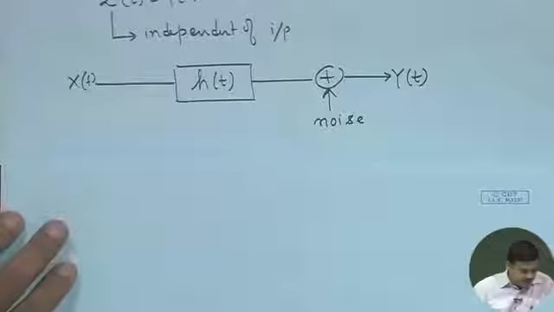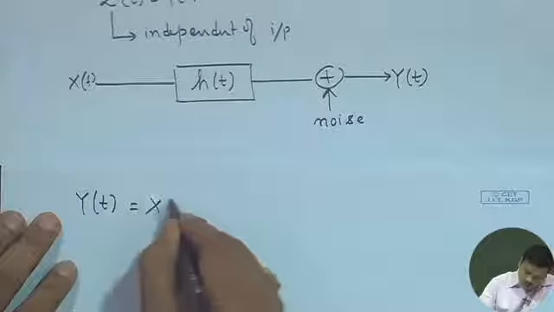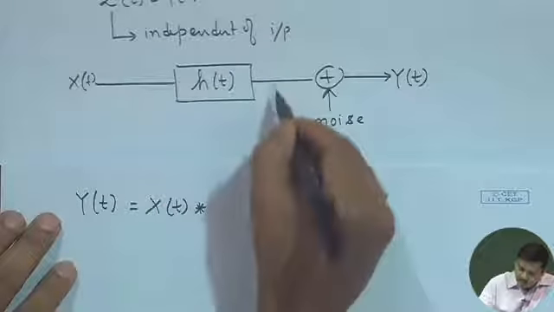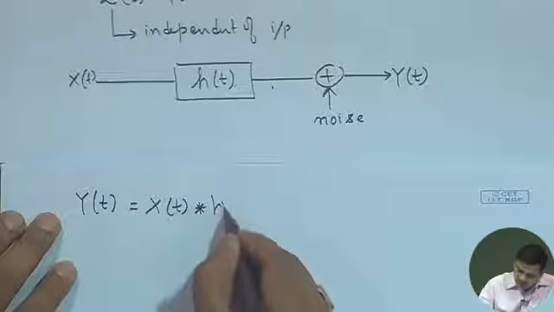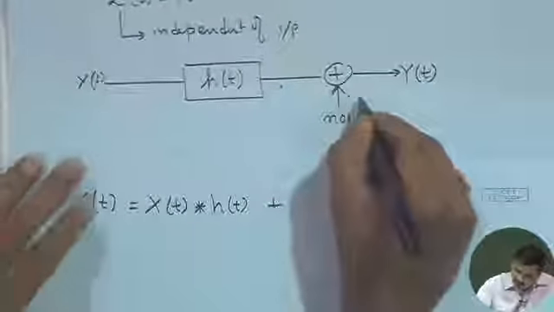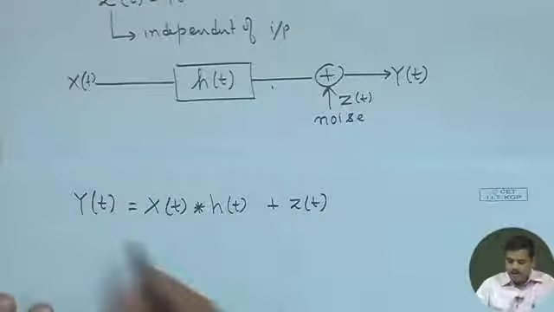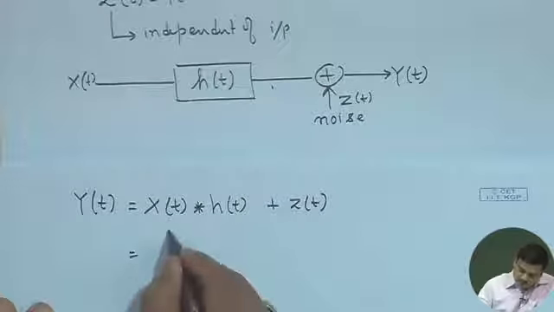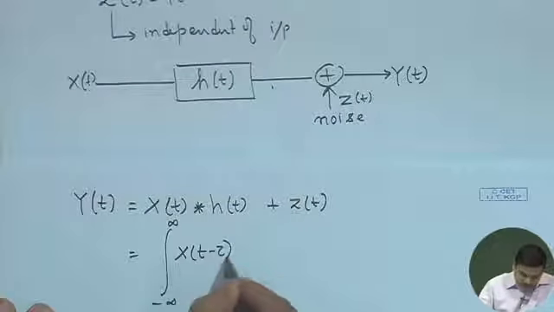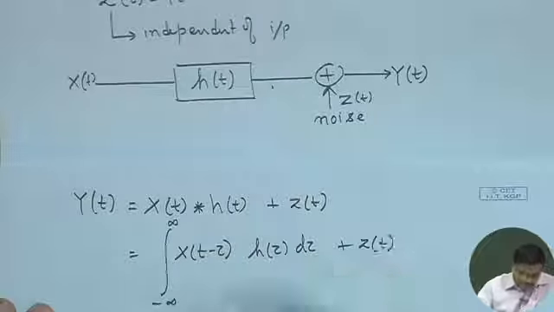In these kinds of systems you could write that y of t is equal to x of t, since this is a filter with an impulse response, a convolution of x of t and h of t, followed by addition of noise, which is z of t as we have identified, plus z of t. So, this model you could write as the integral from minus infinity to infinity of x of t minus tau, h of tau, d tau, plus z of t.